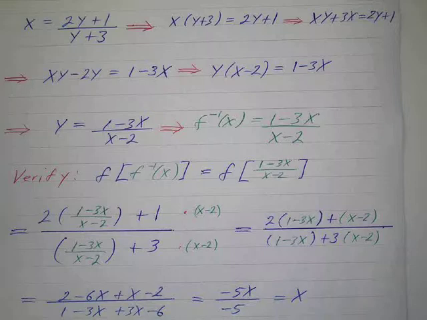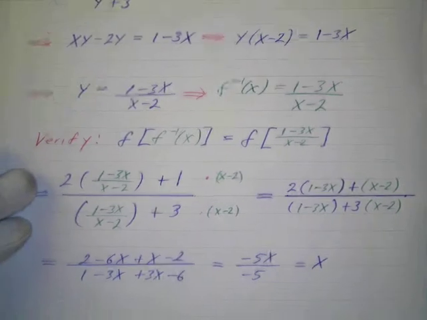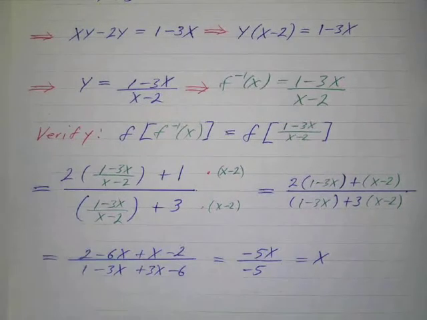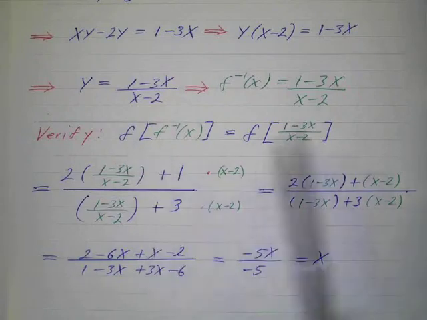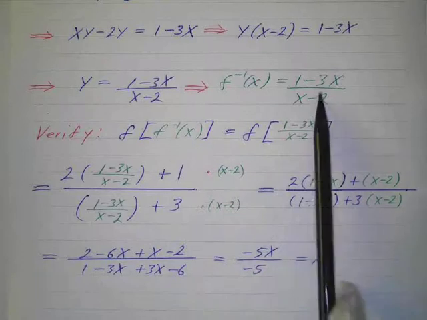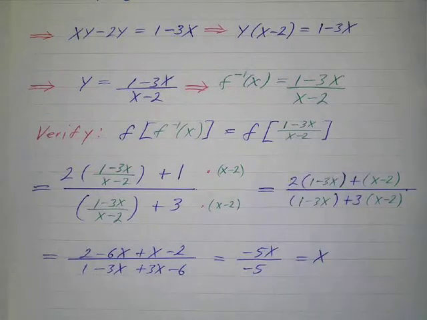Now we have to verify it. So first of all, we're going to check to see: is f of f inverse of x equal to x? So it's f of f inverse of x, and f inverse of x is right here. This is the f inverse rule, 1 minus 3x all over x minus 2.